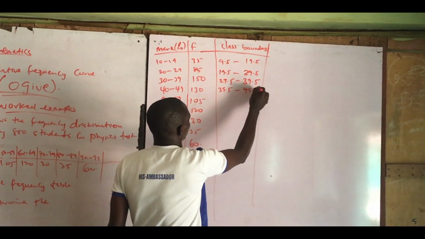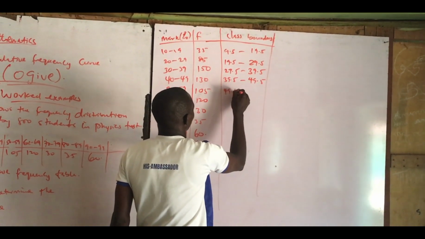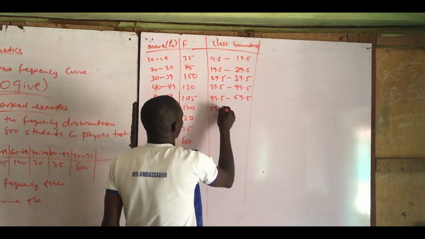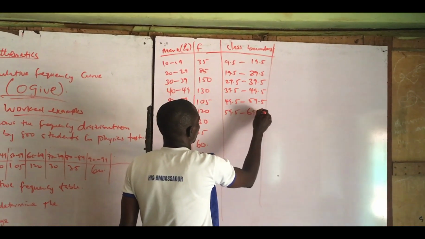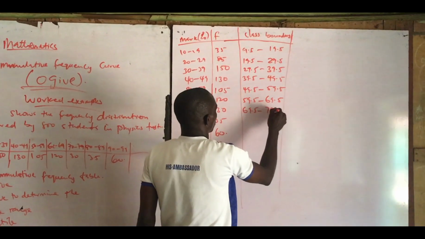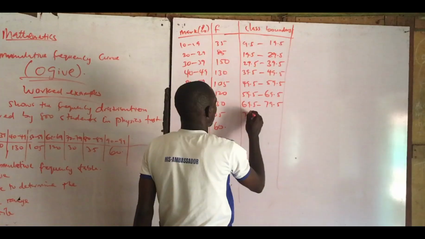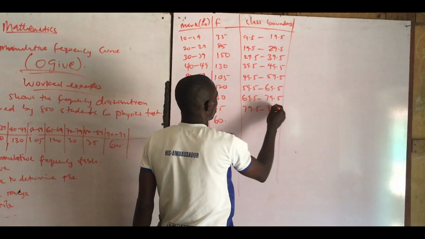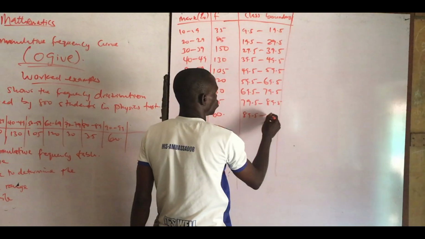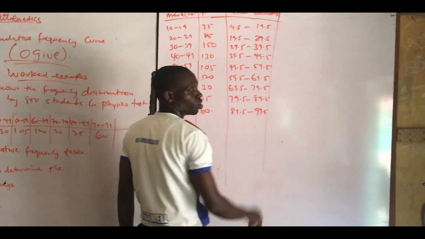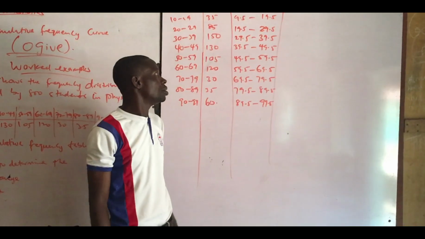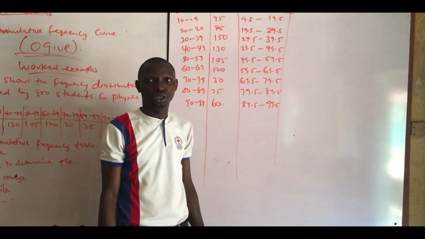49.5, then 49.5 to 59.5, 59.5 to 69.5, 69.5 to 79.5, 79.5 to 89.5, 89.5 to 99.5. Is that clear? Yes. So that is how to get the class boundary.